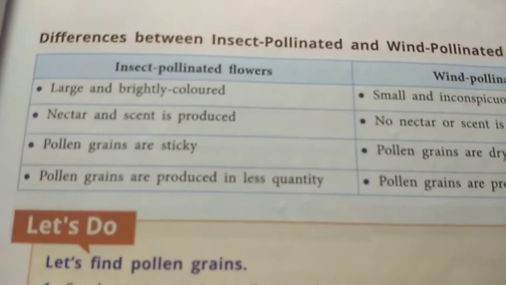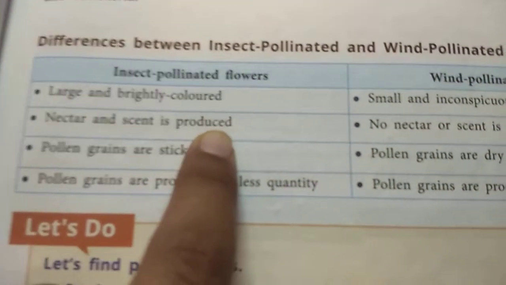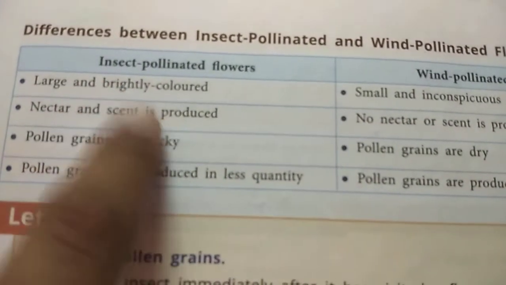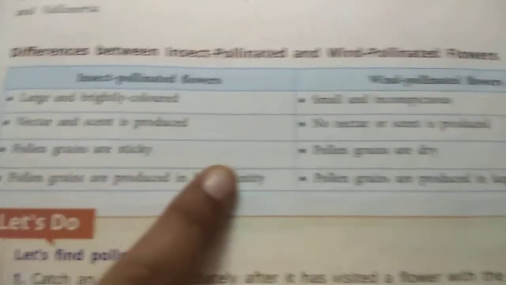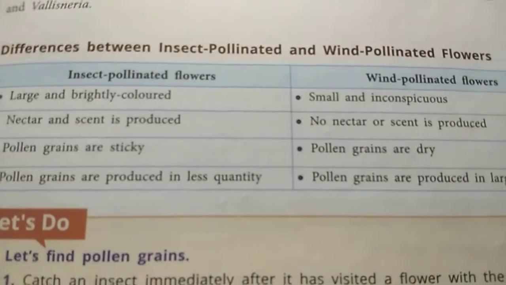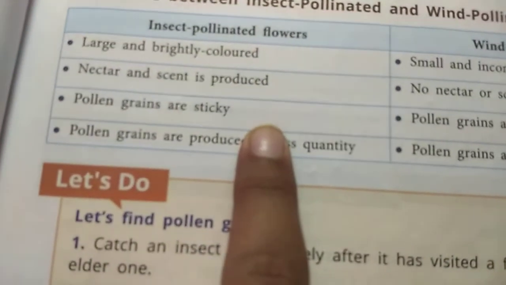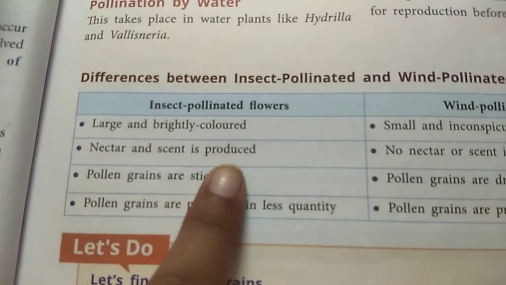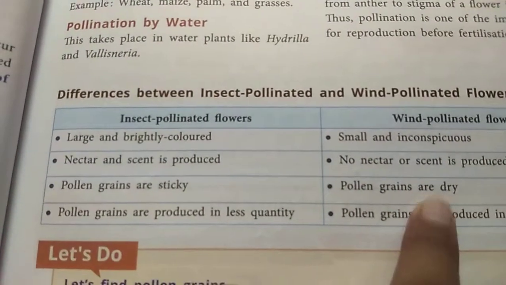Okay, in insect pollinated flowers, nectar and scent is produced. But in wind pollinated flowers, no nectar or scent is produced because they have to attract the insects. That's why they are producing nectar and scent. But in wind pollinated flowers, no need to produce nectar or scent because they need not attract the insects. Okay, pollen grains are sticky because they have to stick in the body of insects. That's why they are sticky in nature. But here pollen grains are dry because they have to fly in the wind.